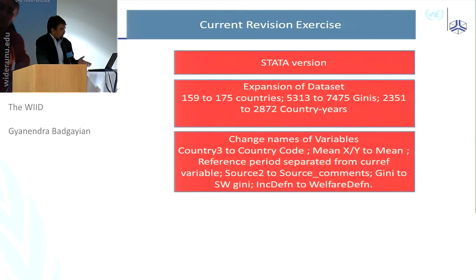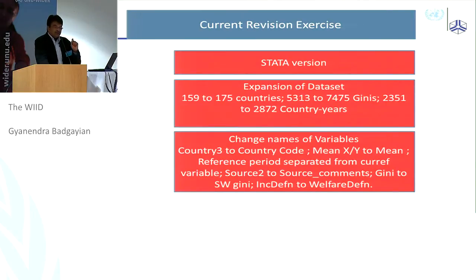There's source one and there's source two. Now actually source two is not the second source. Source two is giving more detail about the source. Sometimes it is the name of the survey. Source will give you where the data we got from. Let's say if I get the data from LIS, then that's source one, and source two will tell you what survey it was based on. So to make it a little more transparent and clear, instead of source one, we just have source, and instead of source two, we have source comments.